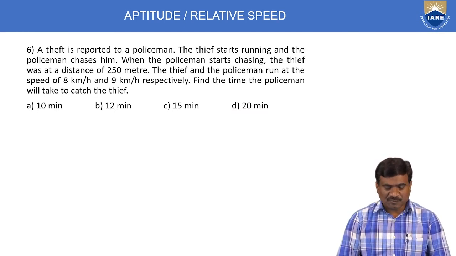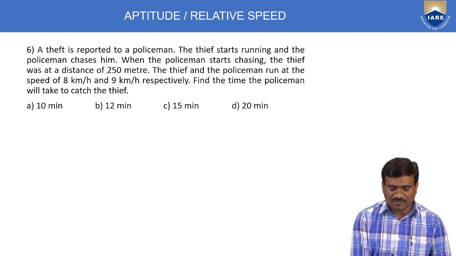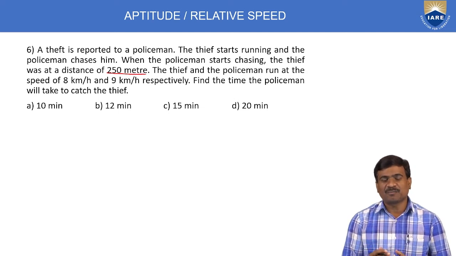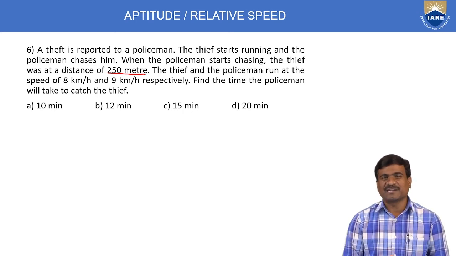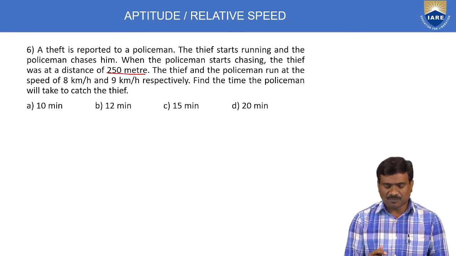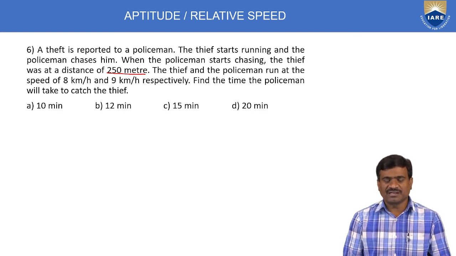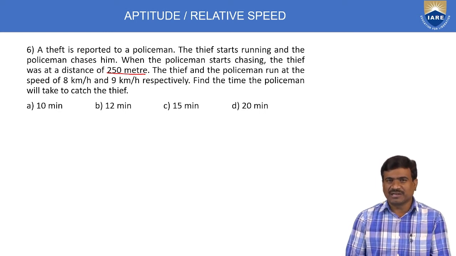Next, sixth example. A theft is reported to a policeman. The thief starts running and the policeman chases him. When the policeman starts chasing, the thief is at a distance of 250 meters. The thief and the policeman run at the speed of 8 km per hour and 9 km per hour respectively. Find the time the policeman will take to catch the thief. A 10 minutes, B 12 minutes, C 15 minutes, D 20 minutes.